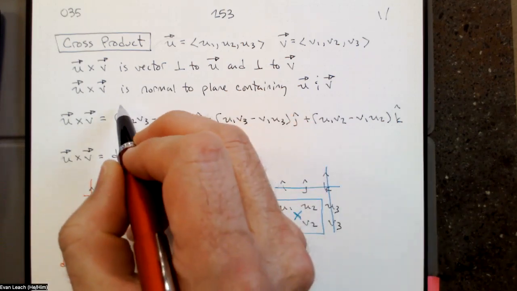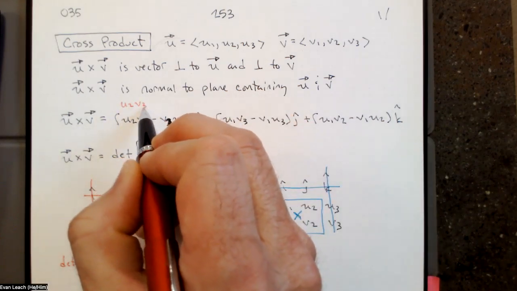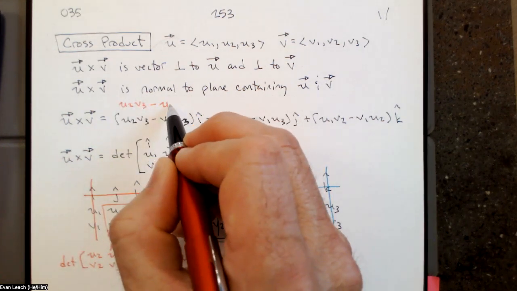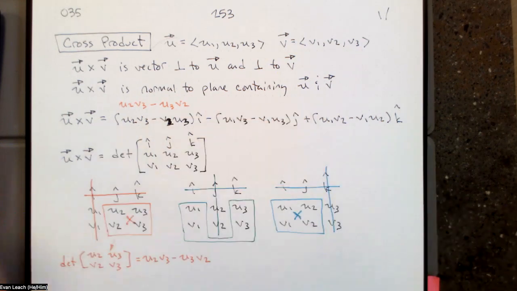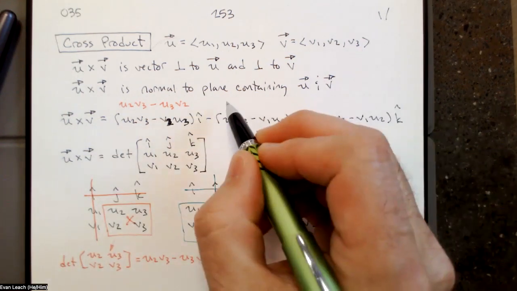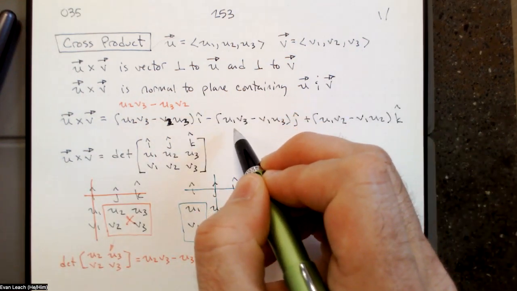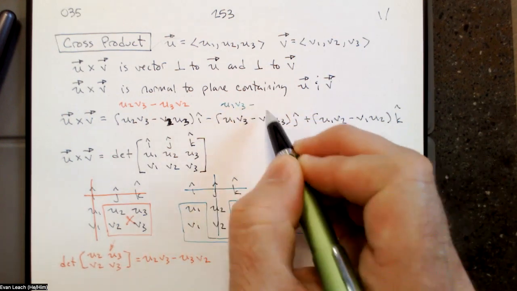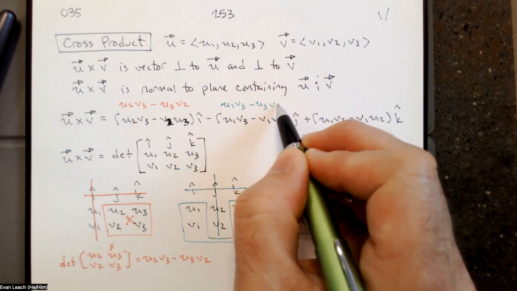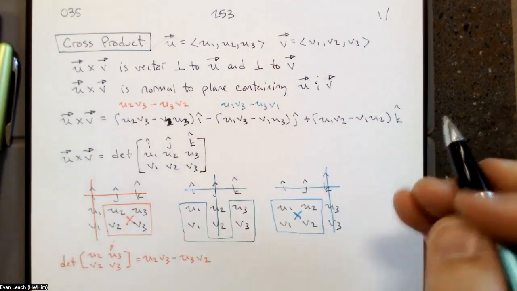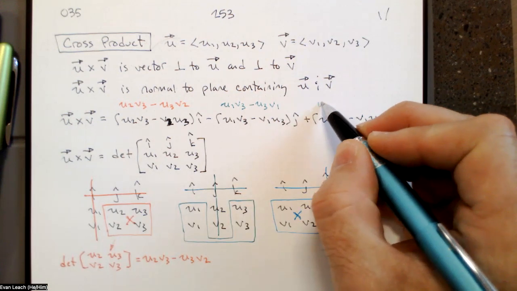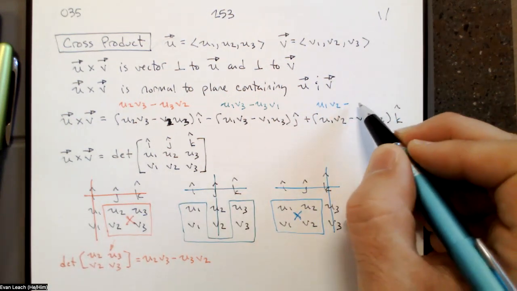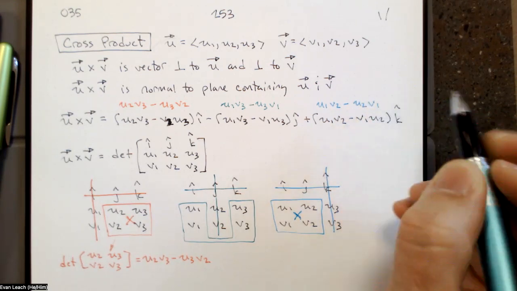So this is also U2 V3 minus U3 V2. This one in the middle could be a U1 V3 minus U3 V1. And the k can be U1 V2 minus U2 V1.